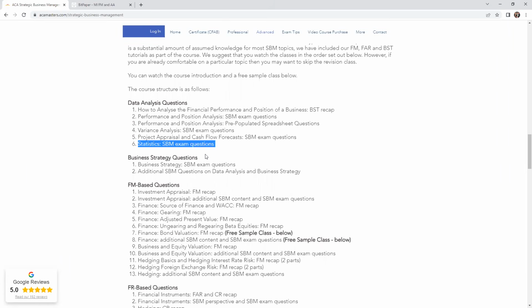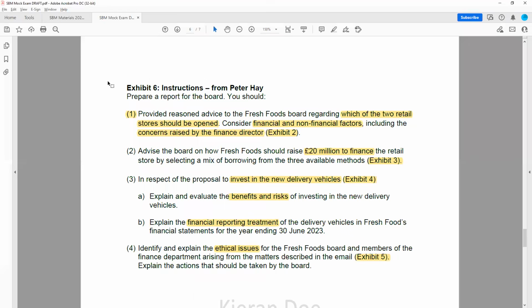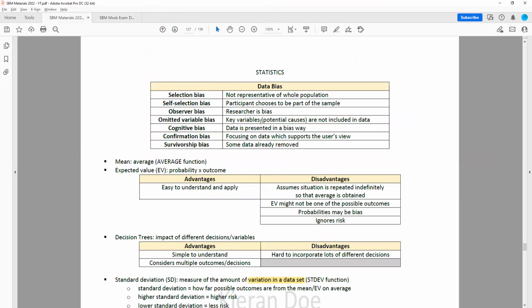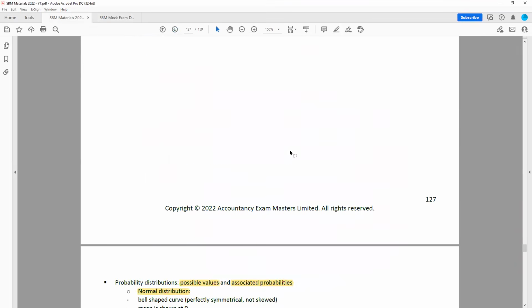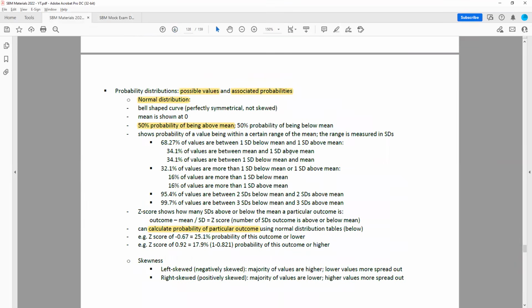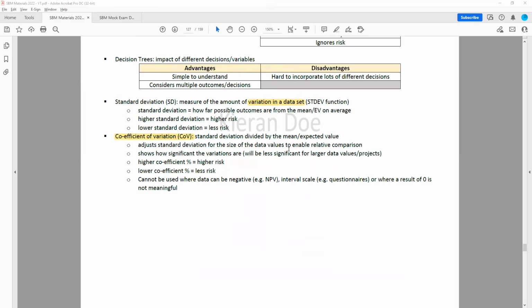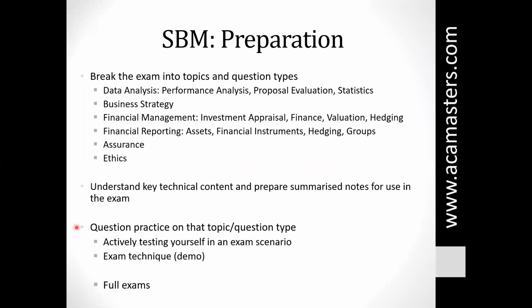So it's really important that you understand the key technical content first of all, and then once you've understood it in detail and you've thought about how the summarized notes work ready to use in the exam, and you've understood all of these key points and decided what you're going to memorize and what you're going to actually look up in the exam, then what you should do immediately after covering that topic is go and practice lots of questions on that topic.